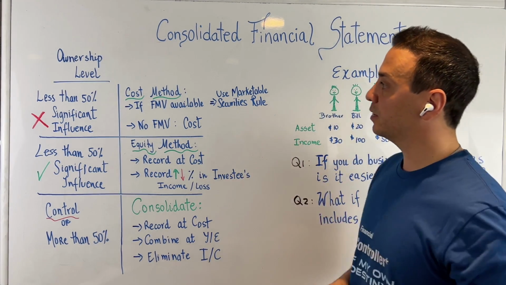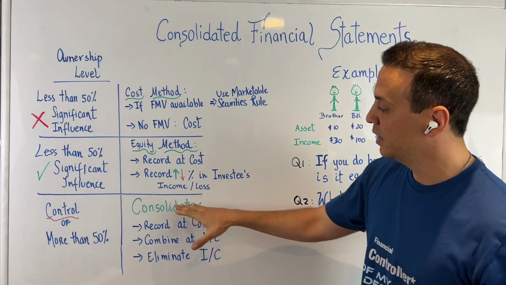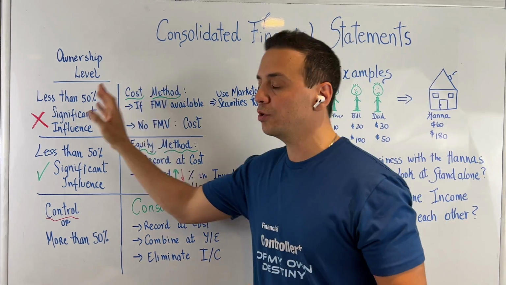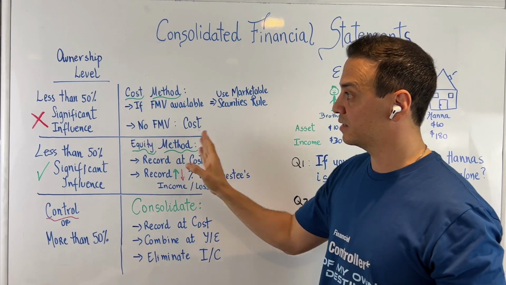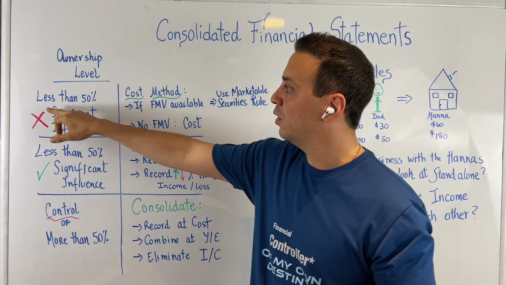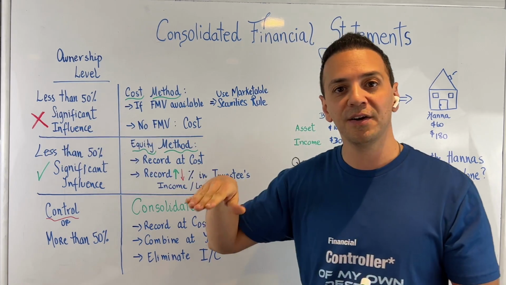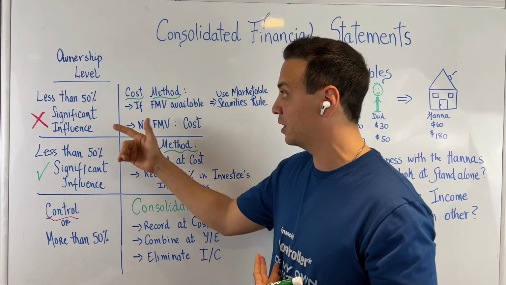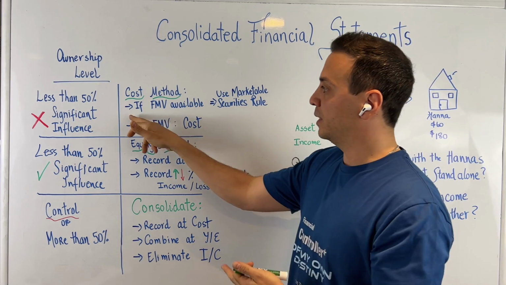So jumping here into the matrix of deciding when to use consolidation versus when to use a simpler method of accounting, you'll see that it comes down to the ownership percentage and the amount of influence and control the parent has in a subsidiary. So the first level here, or the lower level, is that if you own less than 50% and you have no significant influence, the parent has no significant influence in the operation of a subsidiary or the investment company, you'll be using the cost method of accounting, which is then broken down.